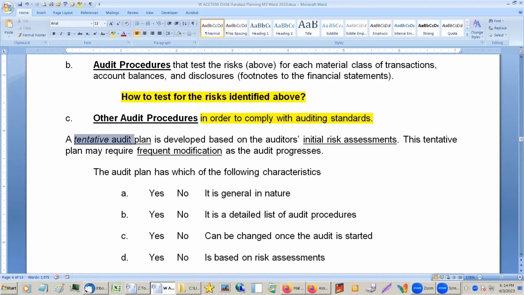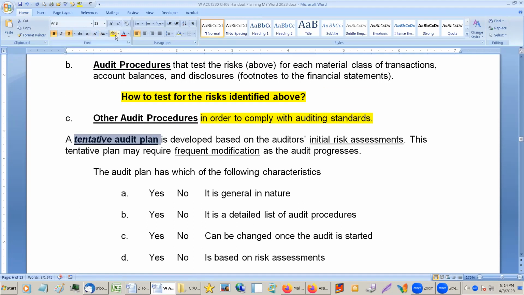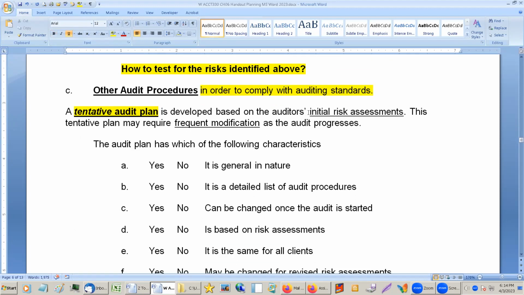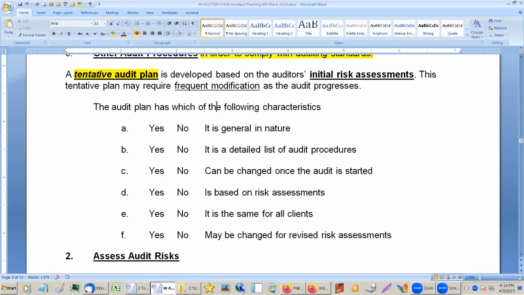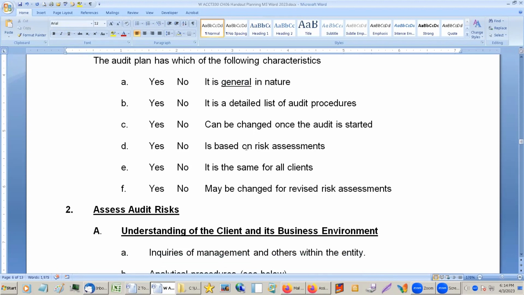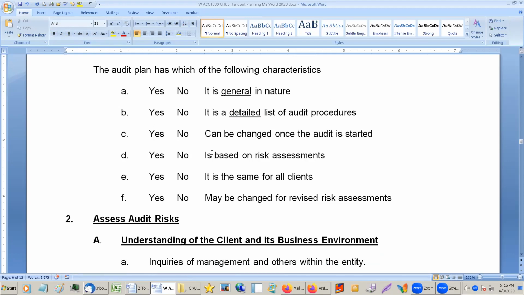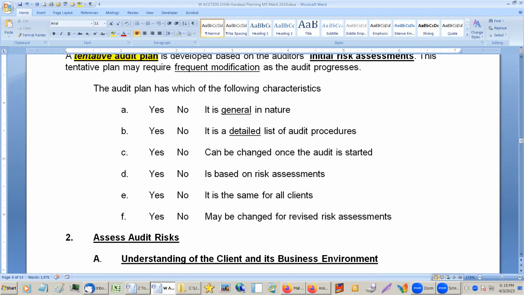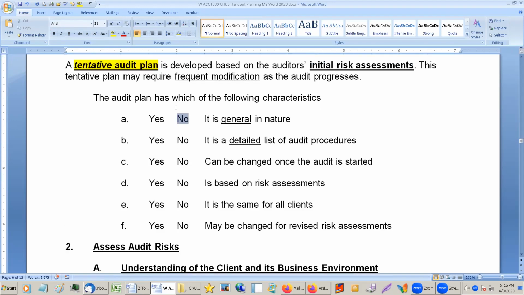So, a tentative audit plan is developed based on the initial risk assessments. We'll go through here and see which characteristics the plan has. The audit plan is which of the following? Is it general in nature? Is it general or is it detailed? Detailed. All right, so it is not general in nature. It's very specific. It's detailed.